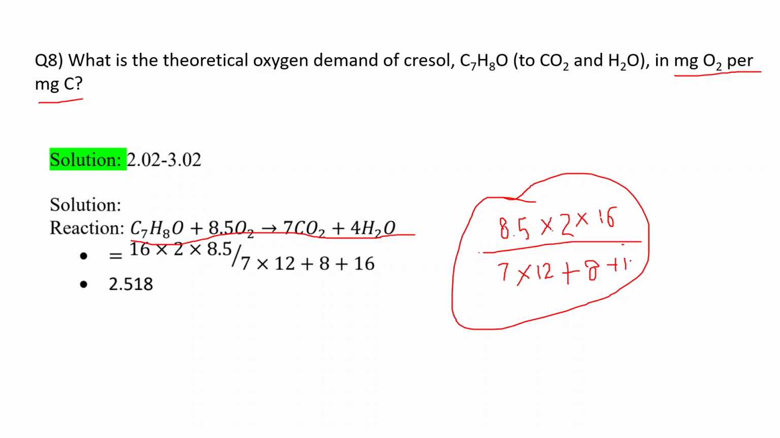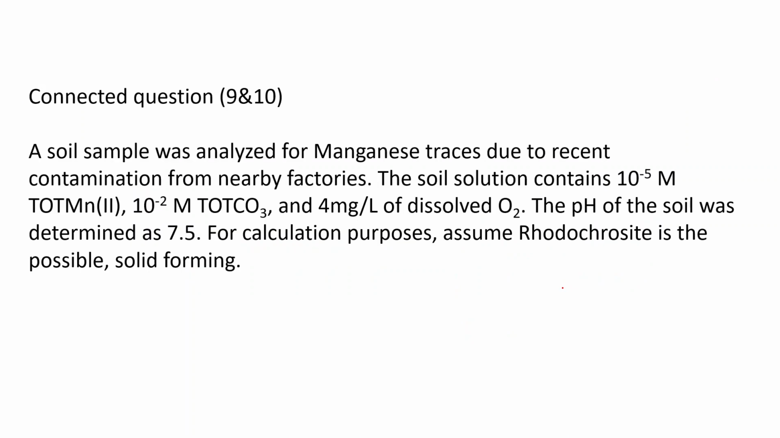I have doubts in this question. When I upload the solution, I'll get it cleared for you. Because they are asking in number of oxygen per milligram of carbon, not per milligram of cresol. So that's why I have doubts if we should take in the denominator the number of carbon or just the cresol. So I'll clear this out for you. Next question is connected question 9 and 10. So this will be the last two questions.